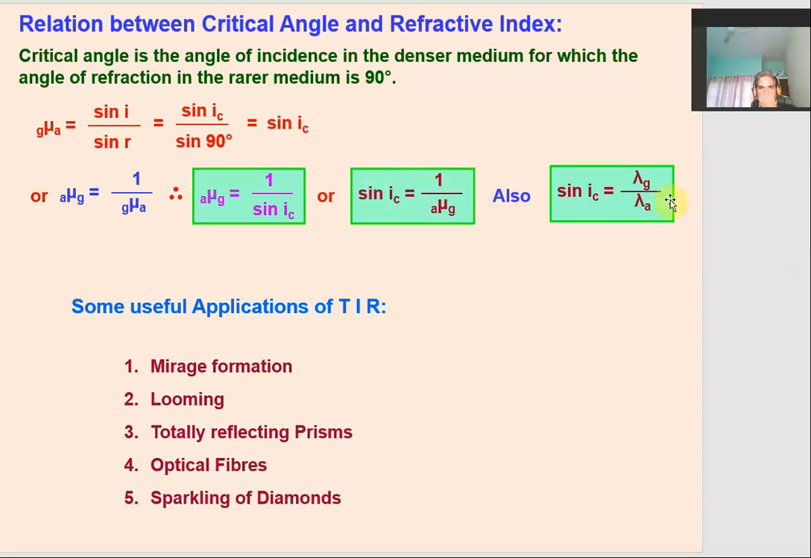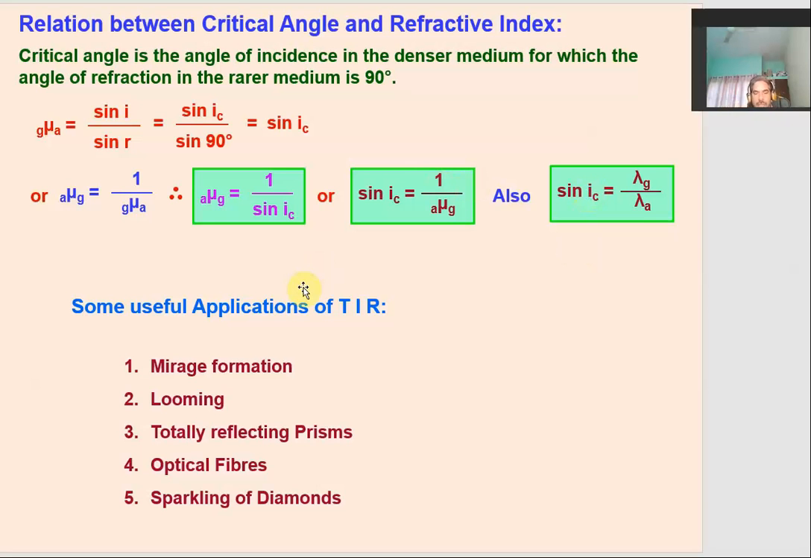We can also find this critical angle in terms of wavelengths: the wavelength of the light in the glass medium divided by the wavelength of the light in the air medium, because refractive index and wavelength are related like this. The more the refractive index, the shorter the wavelength. So the value of the critical angle will also depend upon the kind of light we are using, meaning the wavelength of the light.